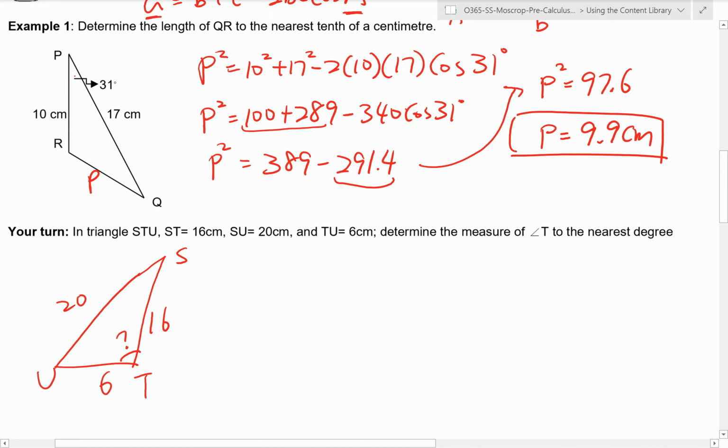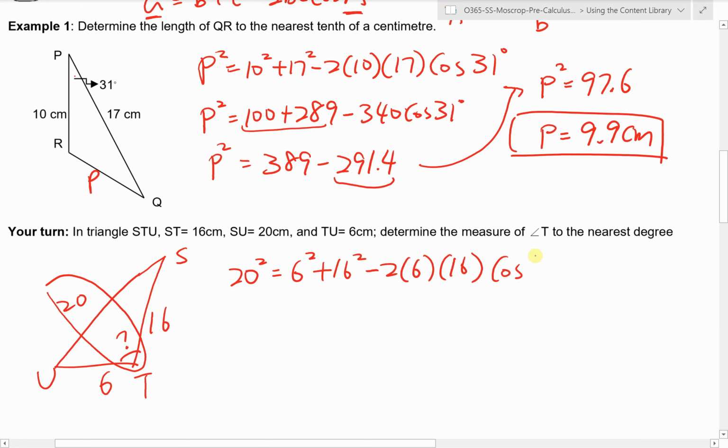So again, here is the diagram. Here's triangle STU. We are again looking for the pairs. So this is the pair. Again, we have one piece of information that's missing. We're looking for this angle, but we don't know what that is. So this is the pair, so that tells us 20 is C. So we have C squared is equal to A squared plus B squared minus 2 times A times B times cosine of angle T. Okay, so now again, we are going to do it step by step.